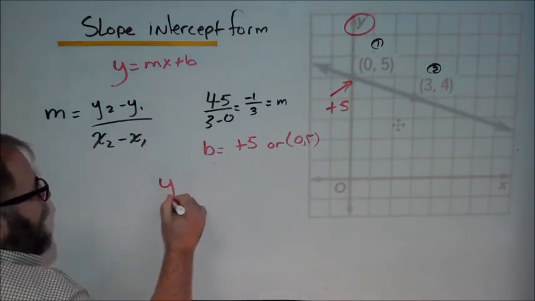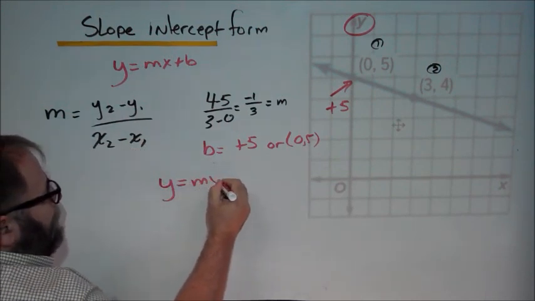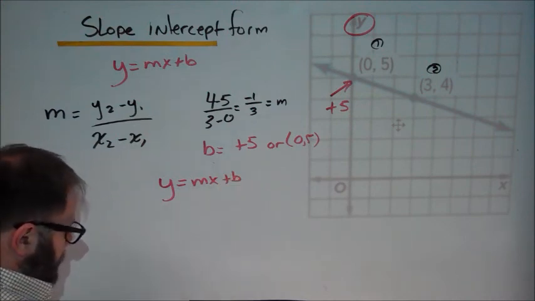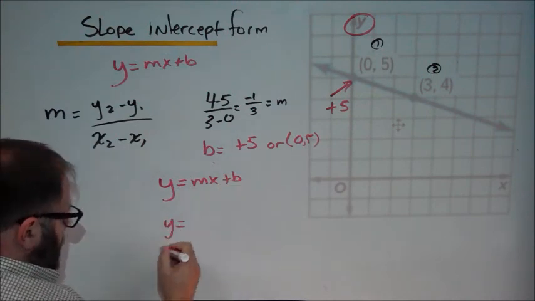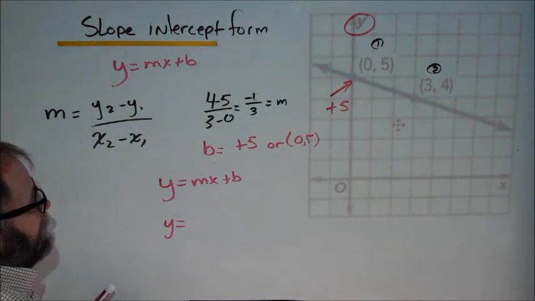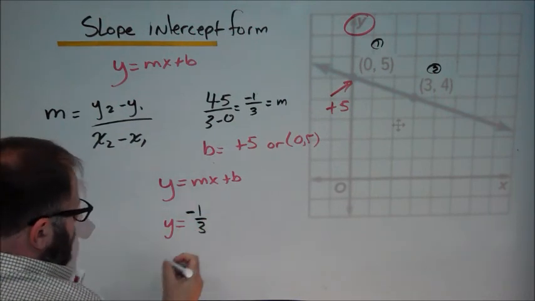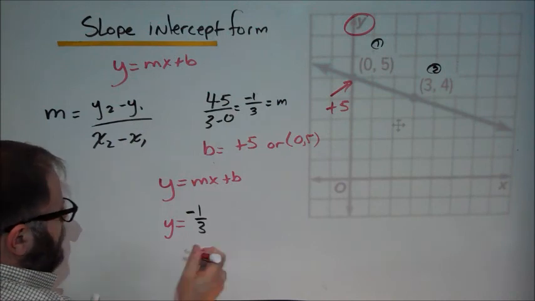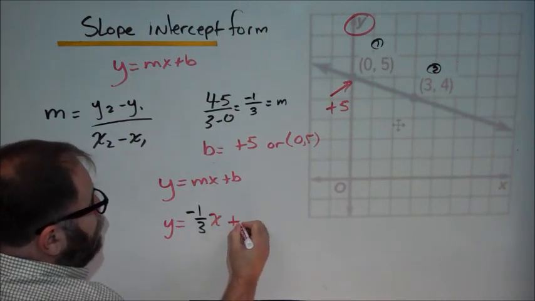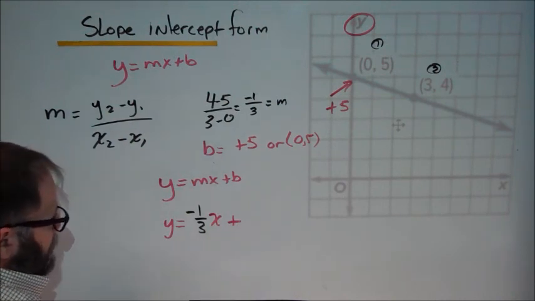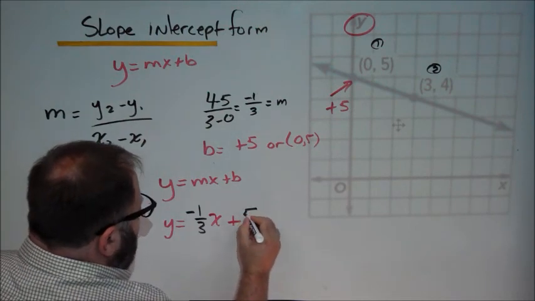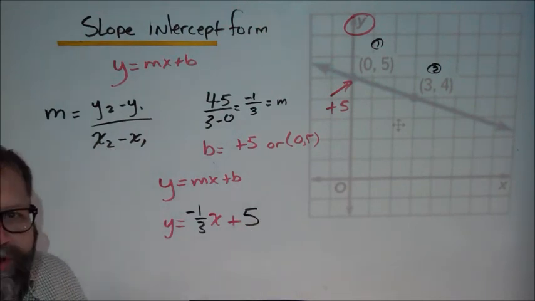We take y equals mx plus b. Then we're going to have y equals, let's put the slope in, -1/3 x plus 5. And there's our slope-intercept form.